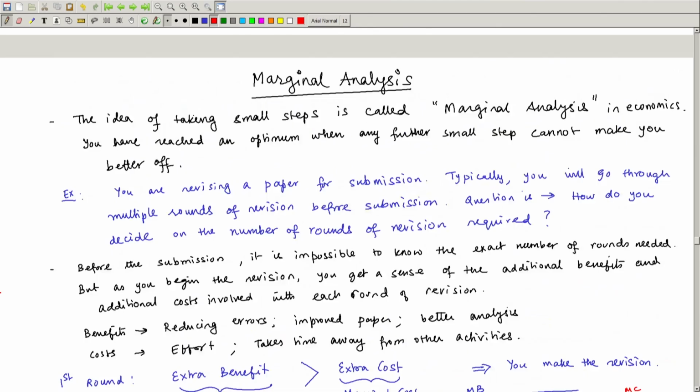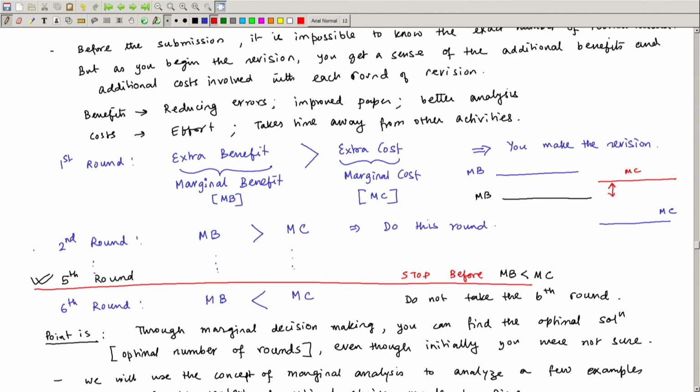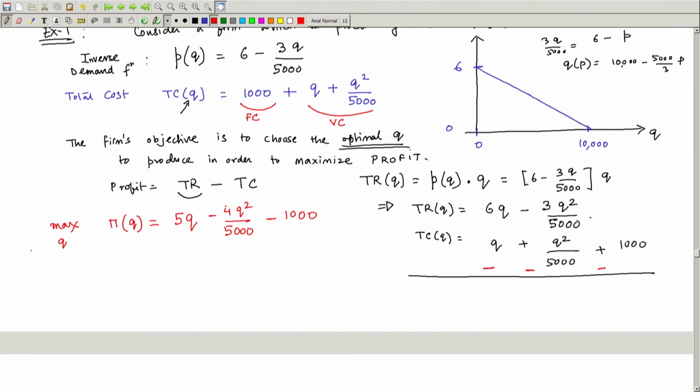Let us understand how marginal analysis can be useful for us in identifying whether something is an optimal or not. I will start with that particular example and then follow it up with using calculus to get the optimal Q star. We will do that in our next lecture.